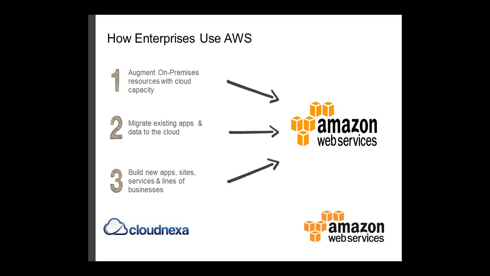There's 3 ways that enterprises use AWS. The first is to augment on-premise resources with additional cloud capacity from AWS. The second scenario is where we'll migrate existing applications and data to the cloud, which is today's webinar topic on Windows 2003 Server. And the third scenario is where businesses such as NASDAQ will build entirely new lines of business or launch new applications and sites on top of AWS.